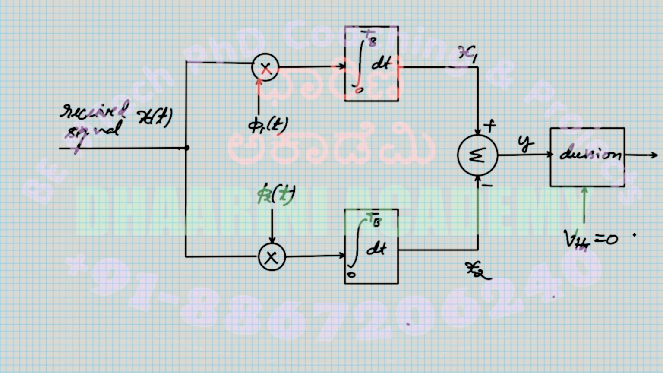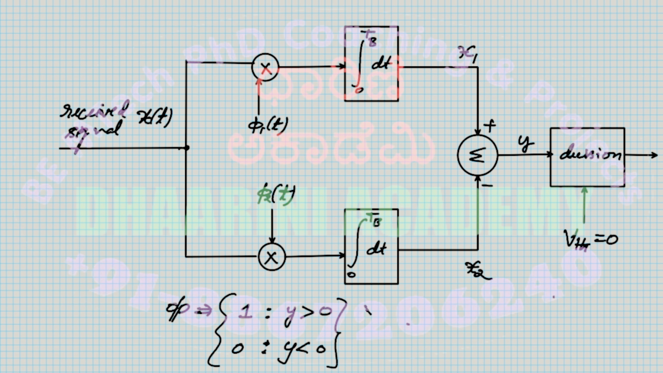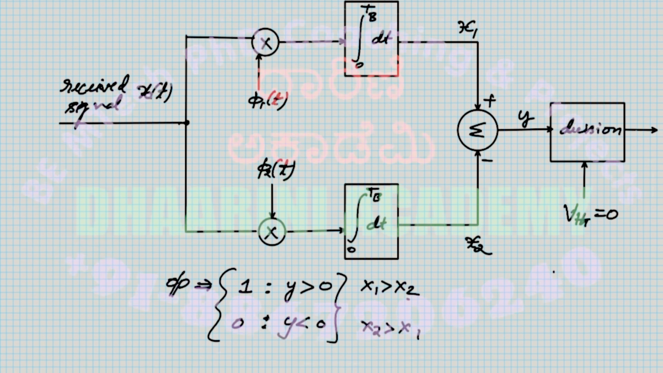So taking this as 0, the decision is made in the following fashion. The output will be decided as 1 if the y value is greater than 0, making x1 bigger than x2. This will be 0 if y is less than 0. So when y is less than 0, it means either x1 is greater than x2 or x2 is greater than x1, and that's when it becomes negative, correct? So that's how you make the decision.